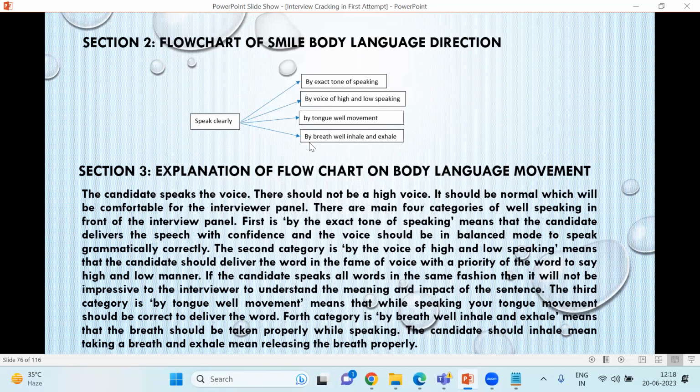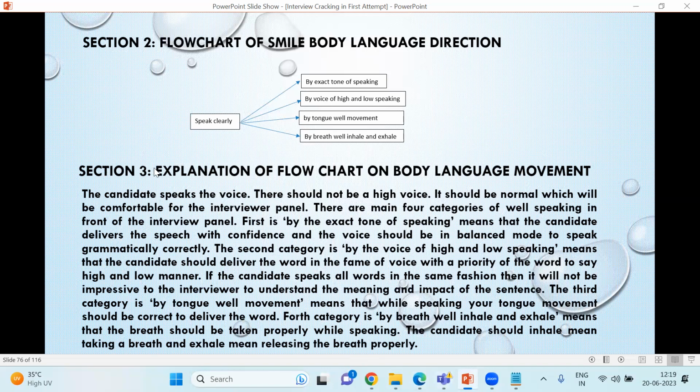The fourth category is breathe well, inhale and exhale. Sometimes, on any topic you will be describing or explaining, or when you are telling a very small story, you will use breath techniques to inhale and exhale while explaining any story, topic or subject to the interview panel.